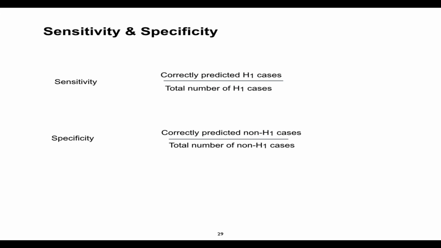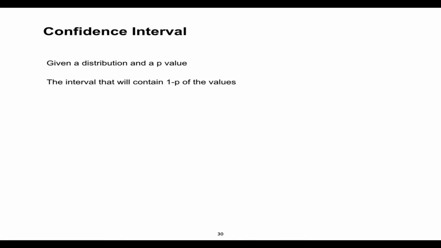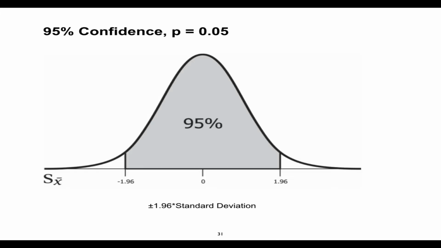More terminology. Sensitivity is basically how good are you at predicting, finding each one correctly, right? And specificity is how good are you at finding all the the confidence interval, right? This interval which will contain a certain percentage of it, right? So the standard distribution, the confidence, 1.5 times the standard deviation should give us 95% of results.